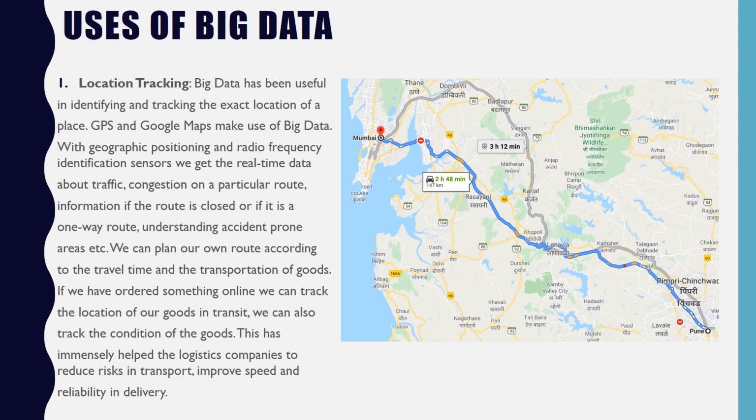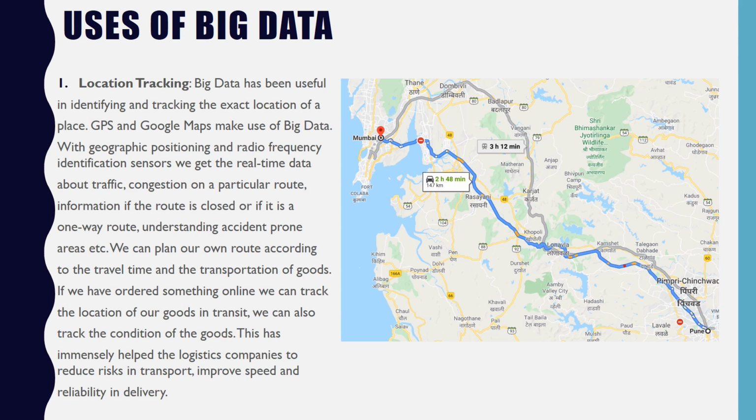Big data has been useful in identifying and tracking the exact location of a place. GPS and Google Maps make use of big data. With geographic positioning and radio frequency identification sensors, we get the real time data about traffic congestion on a particular route, information if the route is closed or if it is a one way route, understanding accident prone areas, etc. We can plan our own route according to travel time and the transportation of goods.